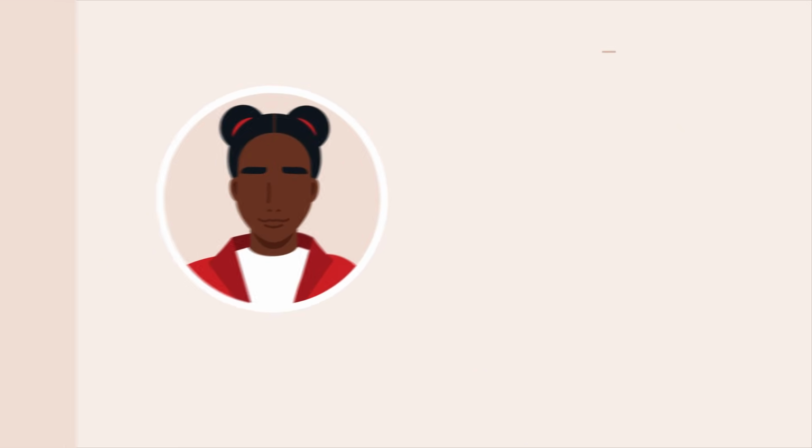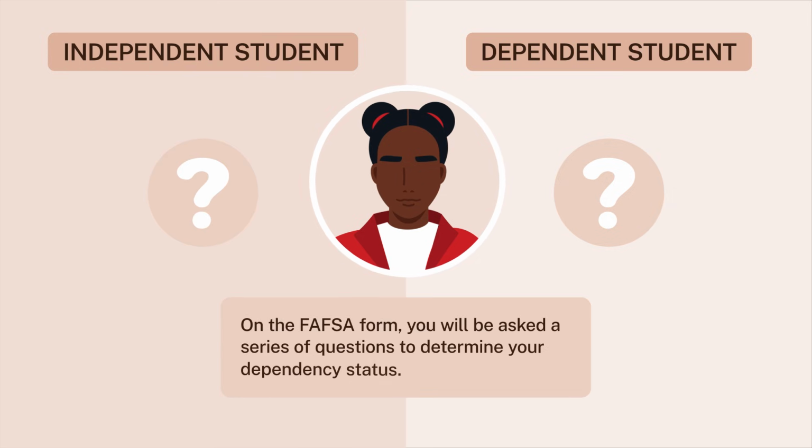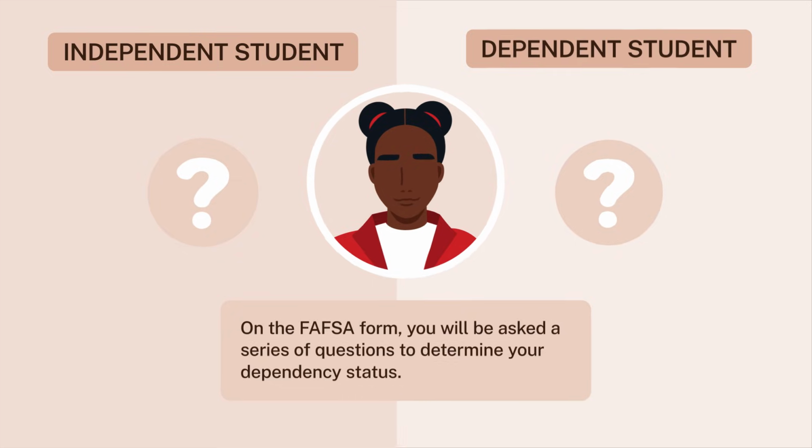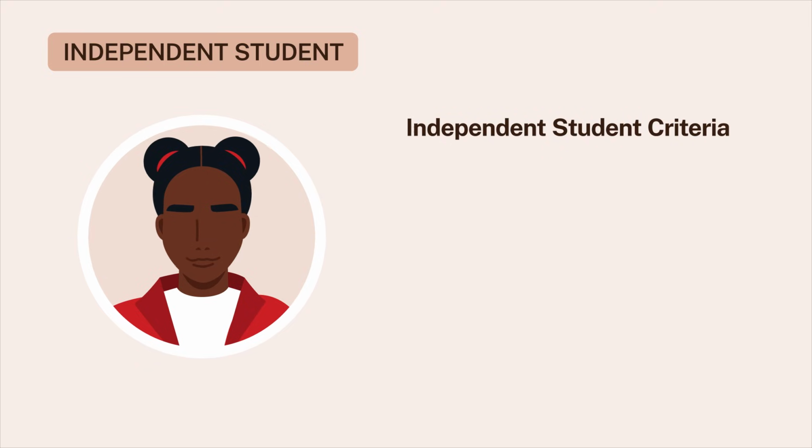So how do you know if you're a dependent student or an independent student? When completing your FAFSA form online, you'll be asked a series of questions that will determine your dependency status. However, you can also determine what your dependency status will likely be before you start your form. Generally, if you meet any of the following criteria, then you are considered an independent student. If you are 24 years of age or older by January 1st of the school year for which you're applying for student aid. If you are married.